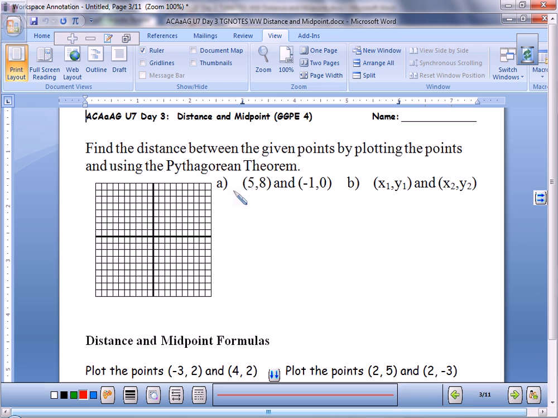Who remembers the Pythagorean theorem? A squared plus B squared equals C squared. Okay, a squared plus b squared equals c squared. What do a and b represent? The two sides. The two legs of a right triangle. What does c represent? Hypotenuse.